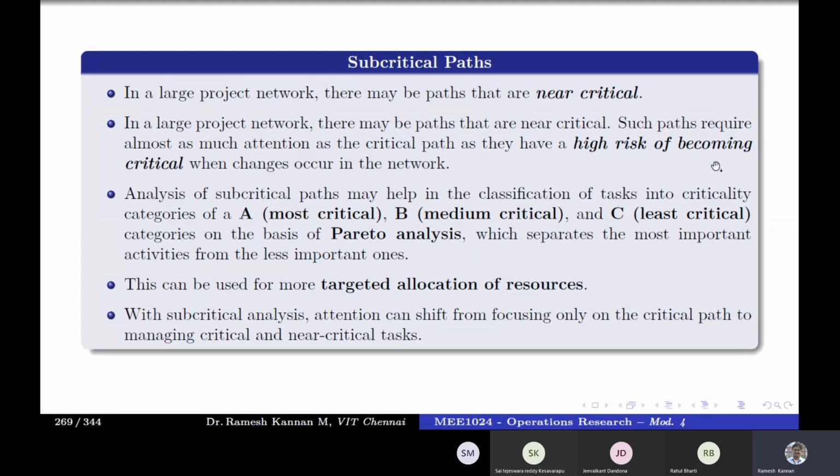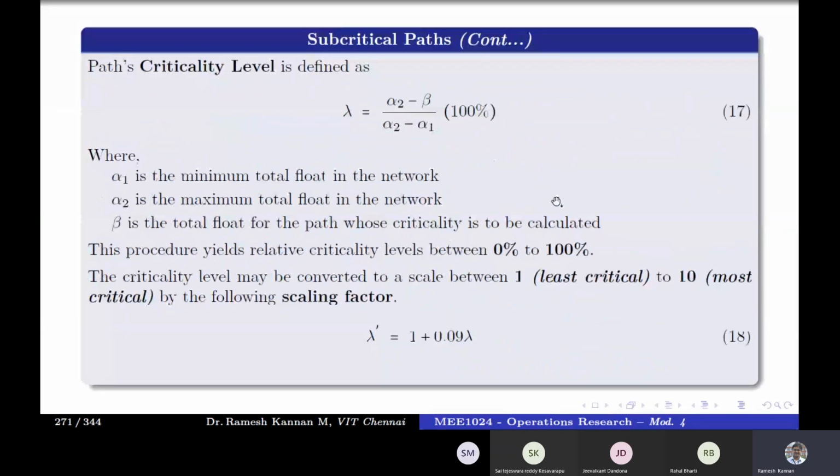Let's take a look at how we find that out. There is a formula: lambda equals (alpha 2 minus beta) divided by (alpha 2 minus alpha 1). Alpha 1 is the minimum total float in the network, which will generally be 0. Alpha 2 is the maximum total float in the network, meaning the activity that has the maximum buffer time. Beta is the total float for the path whose criticality is to be calculated, so beta will vary for different paths.